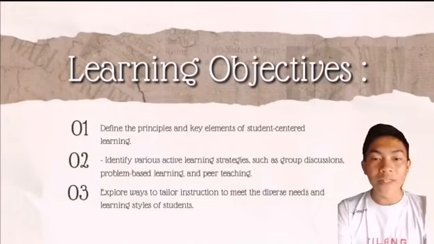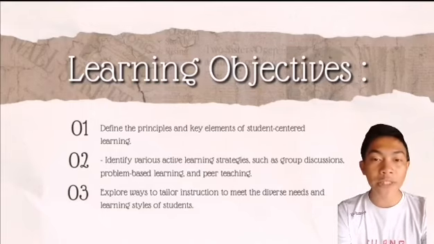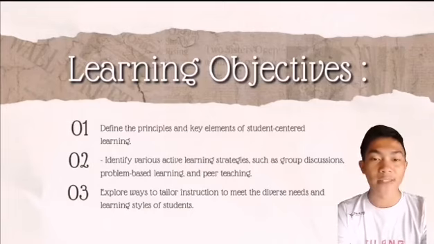At the end of this lesson, the student should be able to: Number 1, define the principle and key elements of student-centered learning. Number 2, identify various active learning strategies such as group discussion, problem-based learning, and peer teaching. Lastly, explore ways to tailor instruction to meet the diverse needs and learning styles of students.